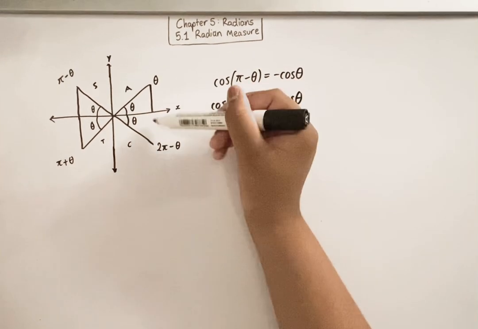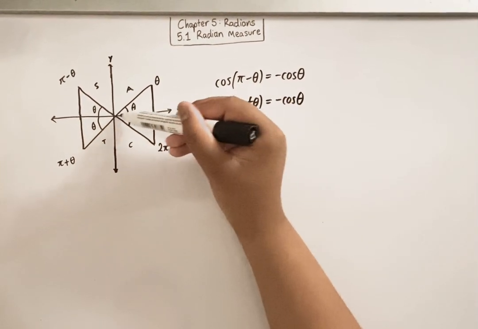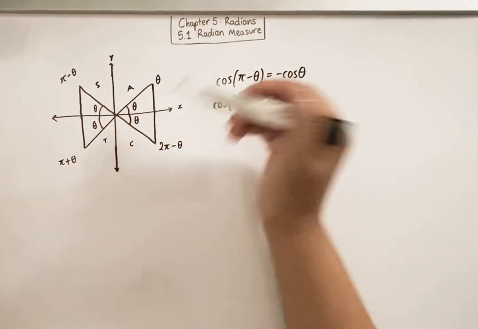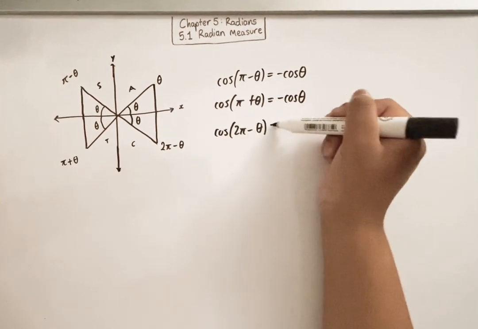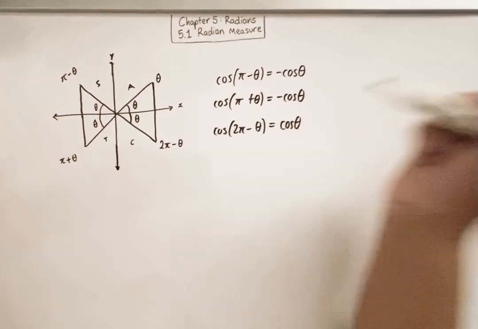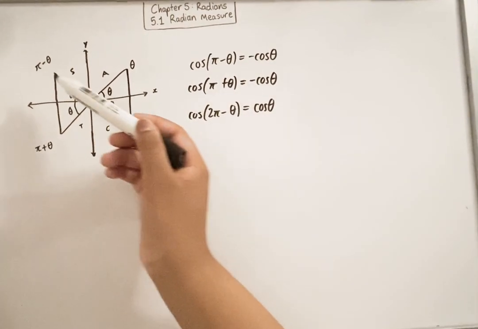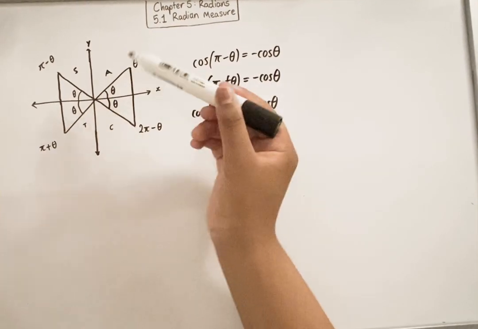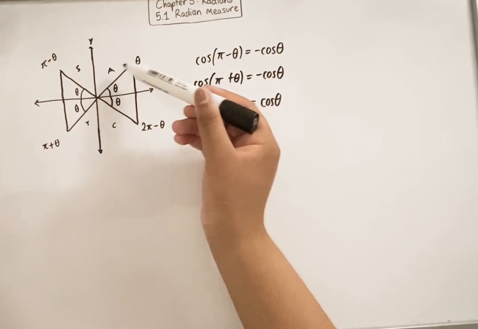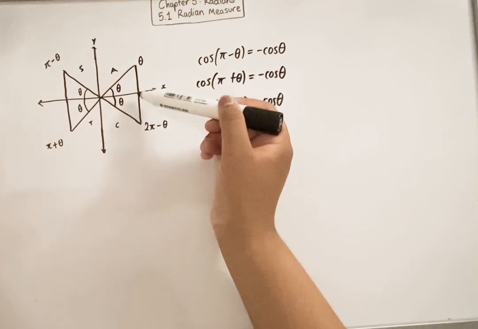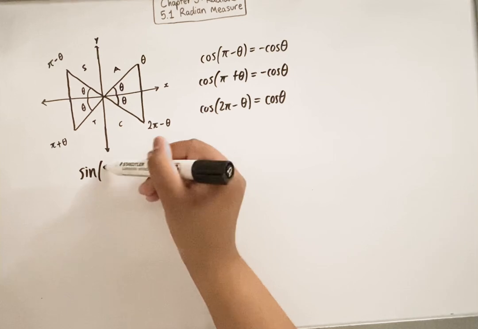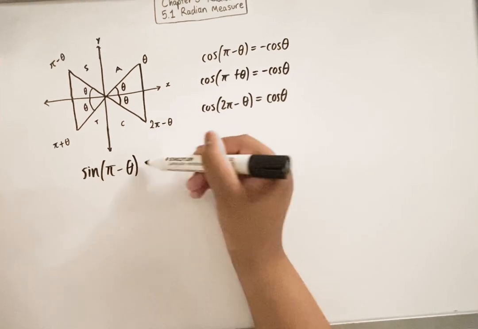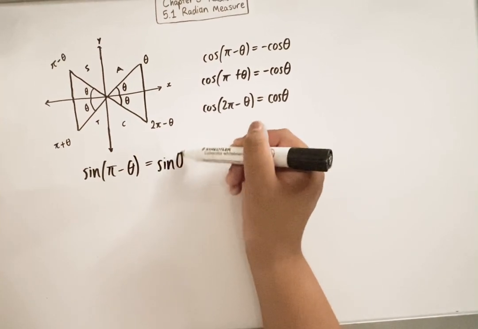For 2 pi minus theta, we can see that the cos is the exact same. It's just positive. So the cos of 2 pi minus theta is equal to cos theta. For sine of pi minus theta, we can see that sine is just a y value. So the height of this is the exact same. This is positive and this is positive. So the sine of pi minus theta is the exact same as sine theta.